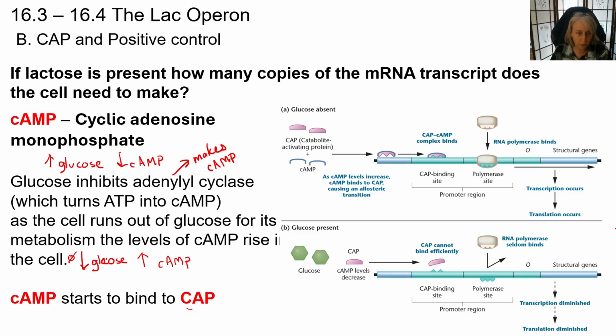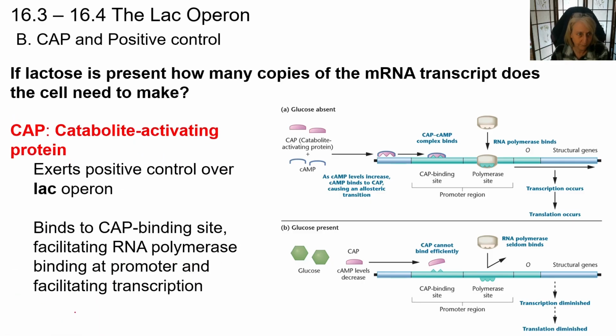Catabolite activator protein, or CAP, is activated when cyclic AMP binds to it. Cyclic AMP rises as glucose levels go down. For every cyclic AMP that is freed, each one binds to a molecule called catabolite activating protein, the protein that activates the breaking down of some other substances. CAP binds to the CAP binding site at the back of the promoter region. It's literally binding to the DNA.